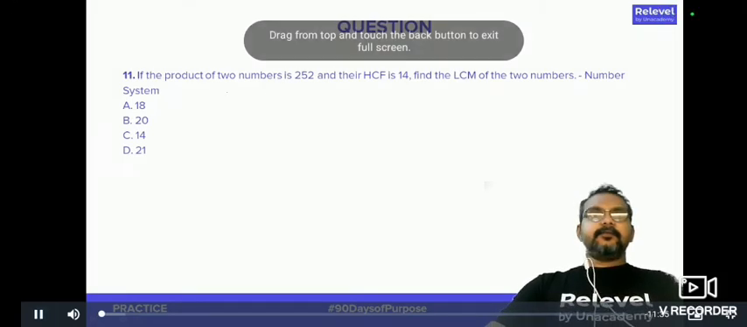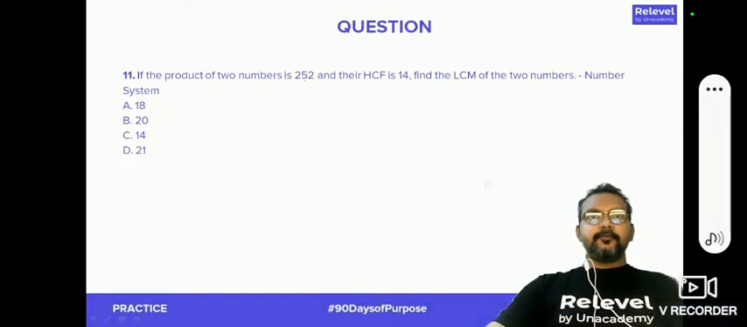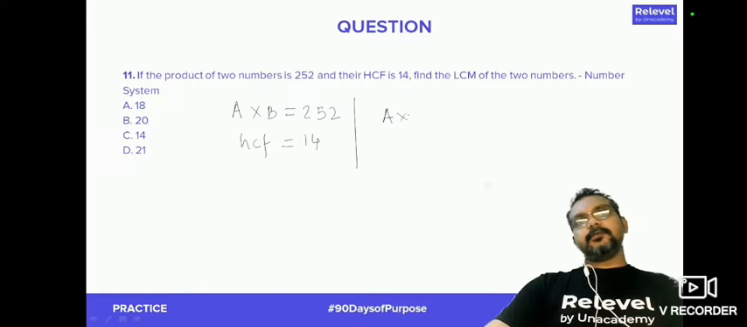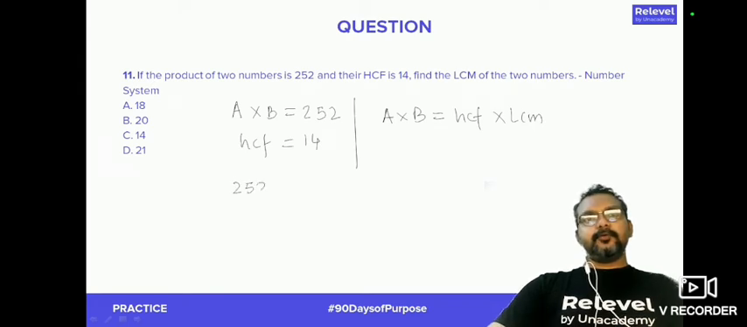Question number 11 says that the product of two numbers is 252. So A and B product is 252. Their HCF is 14. Now we know that for two numbers, the product of the numbers is equal to the product of HCF and LCM. Therefore, we can say 252 is 14 times the LCM.